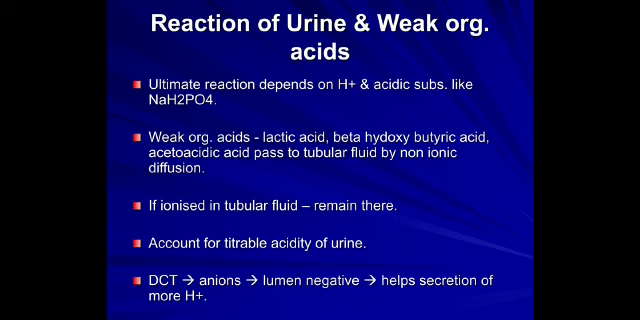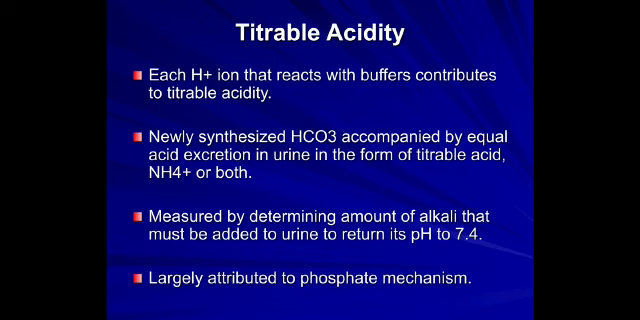So the reaction of urine and weak organic acids: the ultimate reaction depends on the hydrogen and acidic substances like dihydrogen sodium phosphate, that is acidic phosphate. Weak organic acids like lactic acid, beta hydroxybutyric acid, and acetoacetic acid pass to tubular fluid by non-ionic diffusion. If ionized in tubular fluid, they remain there, and this accounts for titrable acidity of urine. In the DCT, the anions, mainly due to the lumen being negative, help secretion of more hydrogen ions.